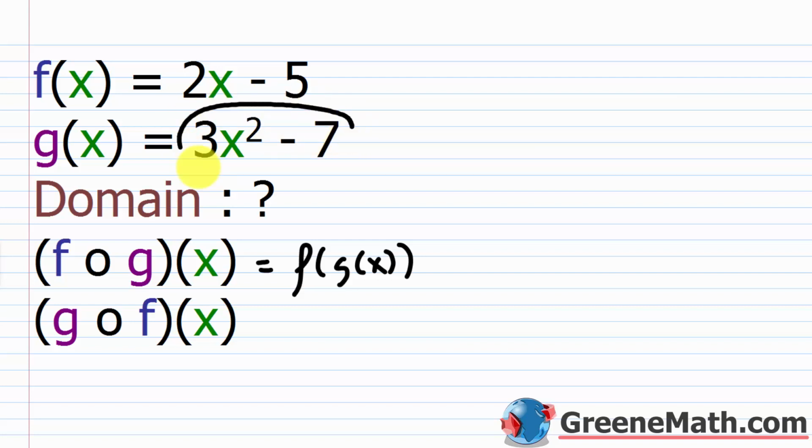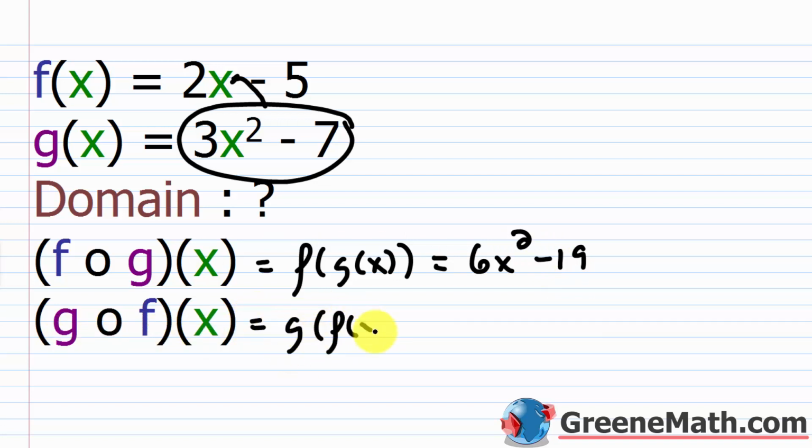When I plug this in here, I end up with a result of 6x squared minus 19. In this new function that we've created, there's no restrictions on x as well. So the domain here is all real numbers, and it's going to be the same thing with g of f of x.